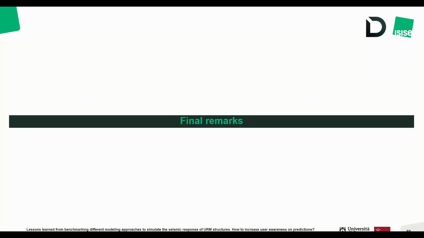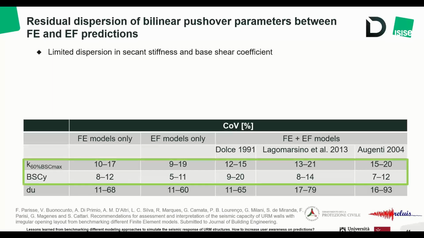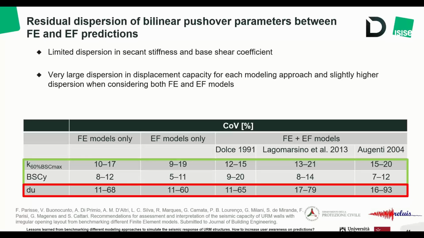Moving directly to the final remarks, here I want to highlight that there is still a residual dispersion of the bilinear pushover parameters between finite element models and also in their comparison with equivalent frame models. But these coefficients of variation are limited in terms of secant stiffness and base shear coefficient, so their values are smaller than 20%. While the dispersion is still high in terms of displacement capacity. And this is high not only when considering finite element models only, but also in equivalent frame models only, and in the comparison between the two of them.